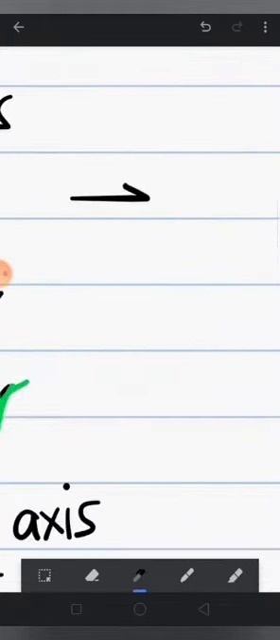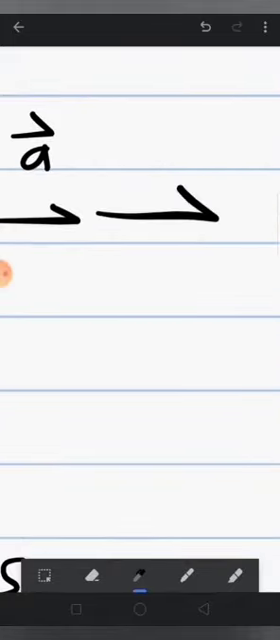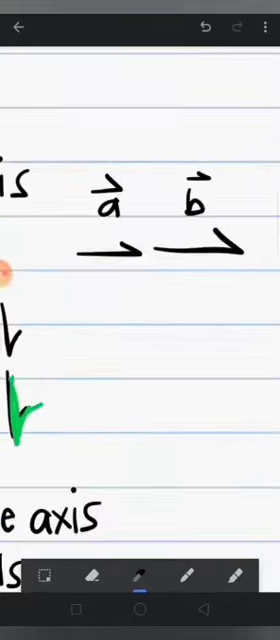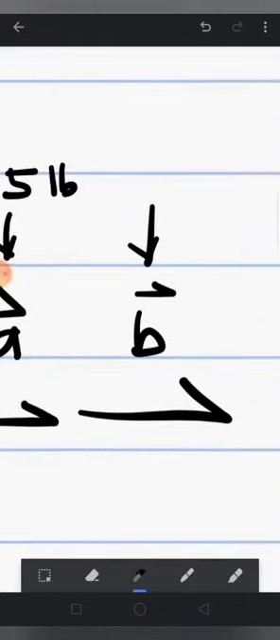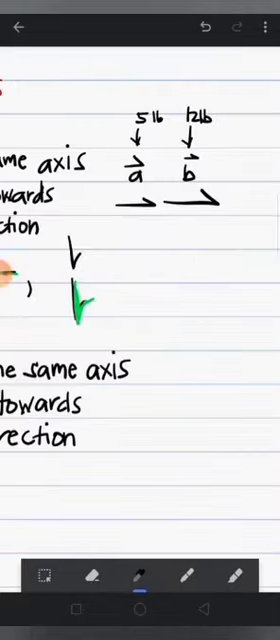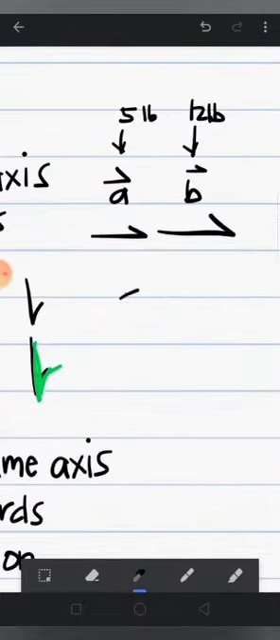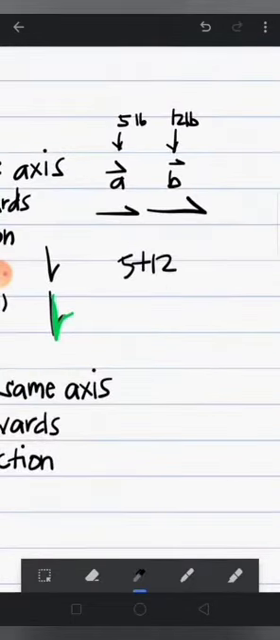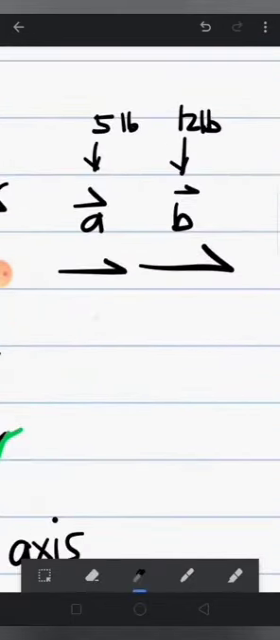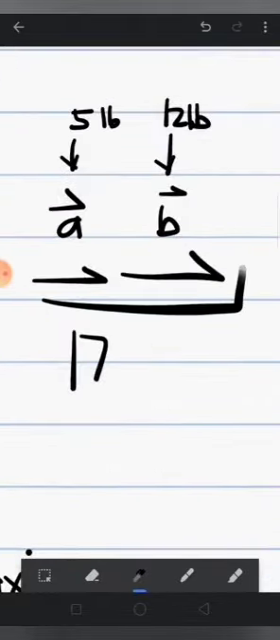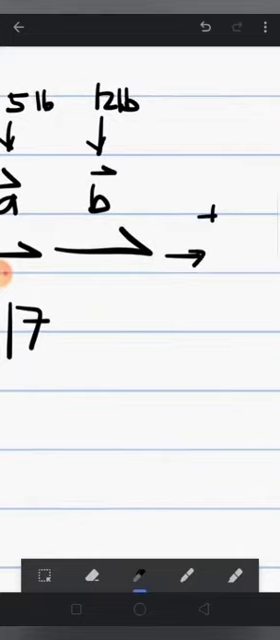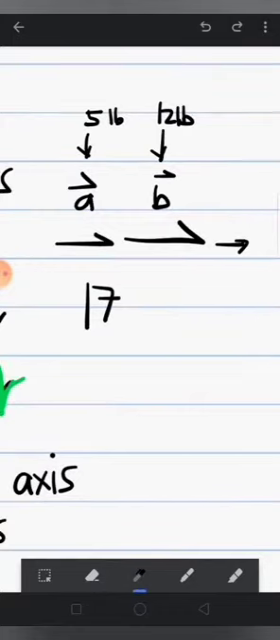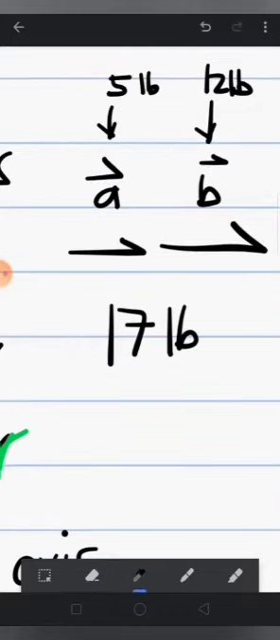So if I have here vector A, and I want to add it to vector B. This is 5 pounds, and this is 12 pounds. I'll just add it as is, 5 plus 12. This is the magnitude of the resultant vector, the resultant of these two. Since they are both heading towards the positive direction, positive x, we just add them, 5 plus 12. So that's the magnitude of the resultant vector.